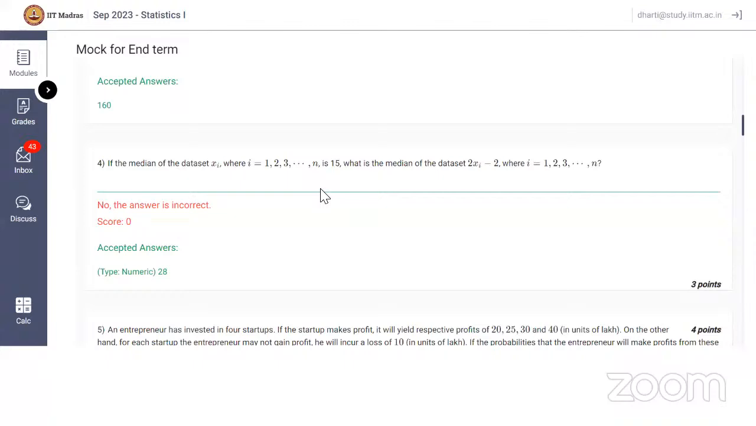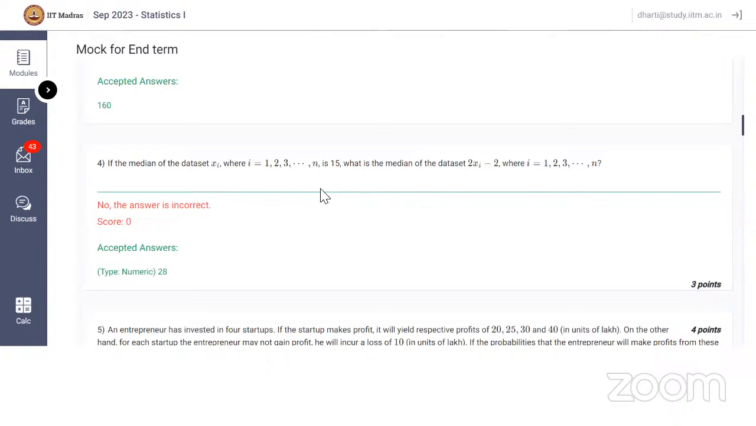So if the median of data set xi is 15, what is the median of the data set twice xi minus 2? What happens to the median if your whole data set is multiplied and subtracted with some constant?